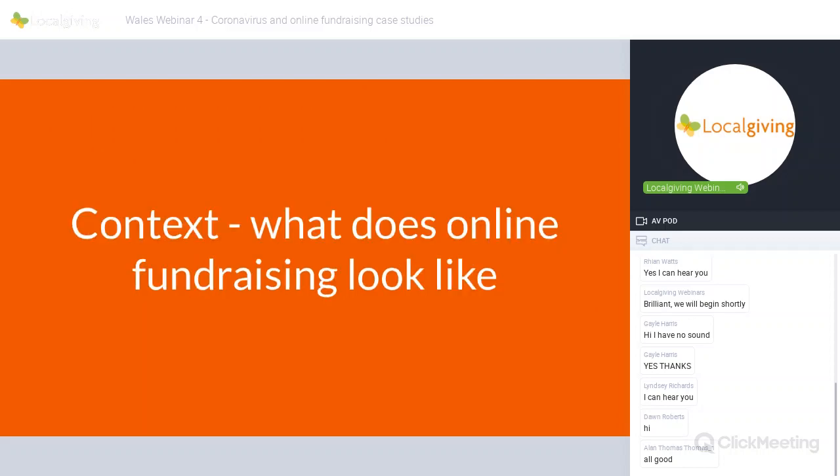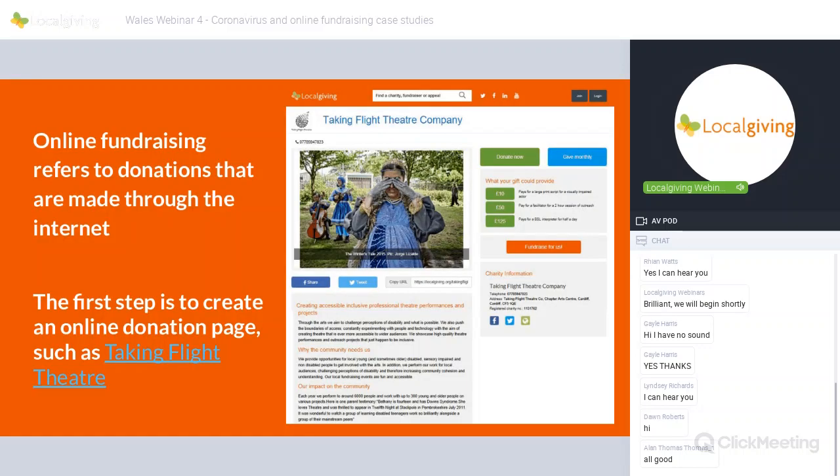Just before I start off, I just want to set the context of what I mean by online fundraising and how people can go about it, so when I'm giving the examples, you know what I'm referring to. Online fundraising refers to any donations that are made through the internet. And I'm really going to be focusing on how those different organisations have done it. So that will initially include a main donation page.